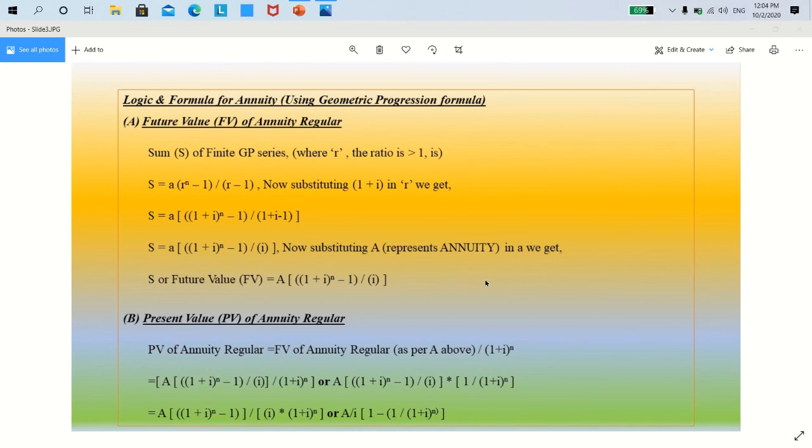That's it. So with this, I am sure that you will be clear about the two different concepts and the formula pertaining to future value of annuity regular and present value of annuity regular. I wish you best of luck in solving all problems confidently.